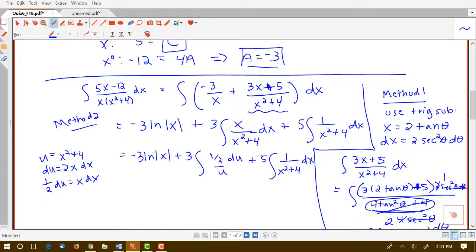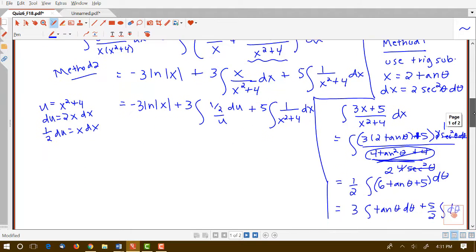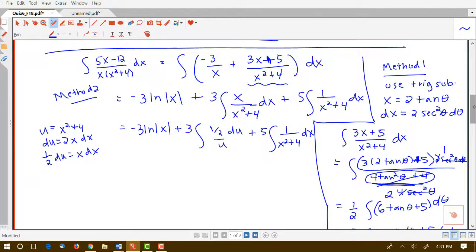If I let u be this denominator, that's fine, but then I don't have any way to deal with my dx here, because my dx in terms of u would have to be like du over 2x, so I don't have an x in the numerator here to replace with my du. Okay, so u substitution doesn't work on this second part, at least not this particular u substitution. So we have a couple of options that we can do on this second integral.